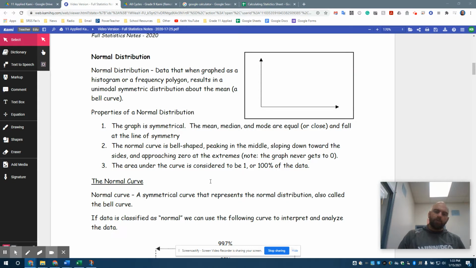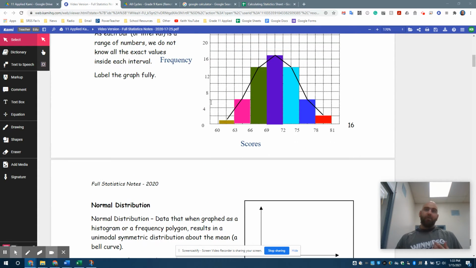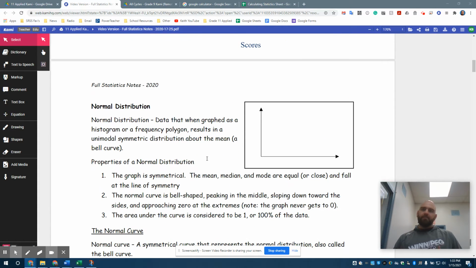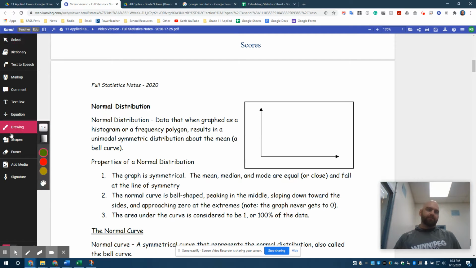So when we have a normal distribution, it's when data that has been graphed as a histogram or frequency polygon results in what we call a unimodal symmetric distribution about a mean. That's a big word there. Okay. What it really means is it looks like a bell curve. And so if we go back to our example that we looked at here, this frequency polygon kind of has a nice curve to it. And in math, we call that a bell curve.